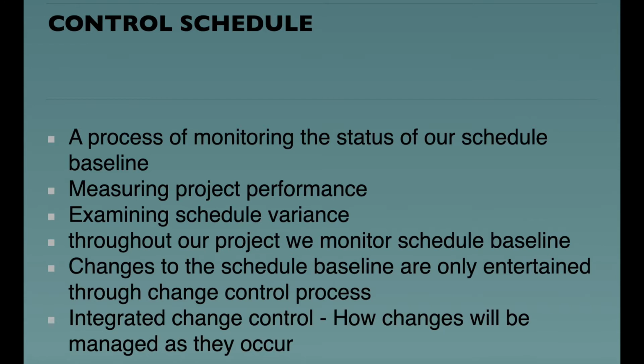So this is a process where we check whether our project is on track schedule-wise. We always compare our project's schedule with the schedule baseline, so we do a variance check. There are many processes that we use to check if our project is on track or not. If it is not, we take preventive actions to bring our schedule back on track. So this is the control schedule process.